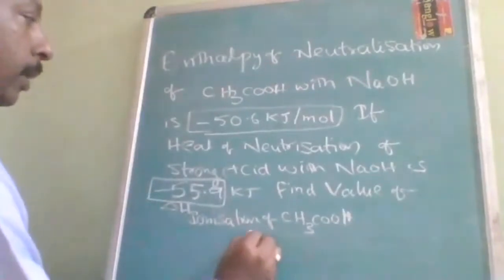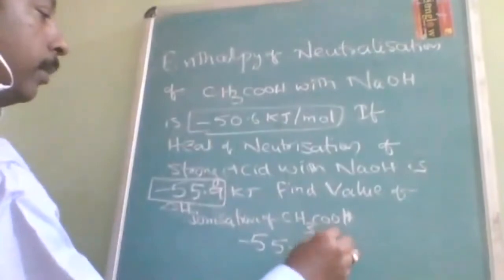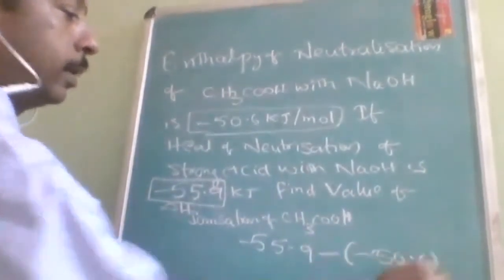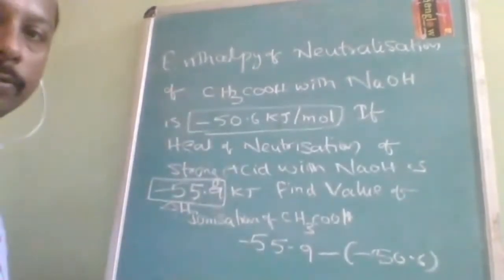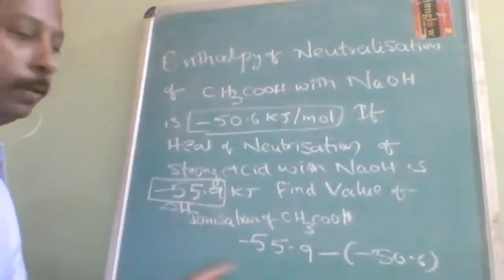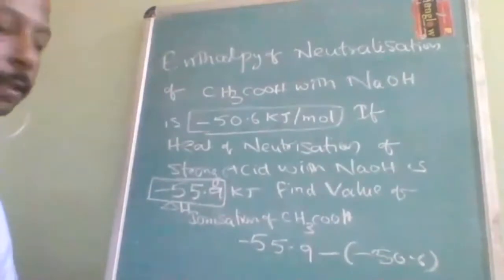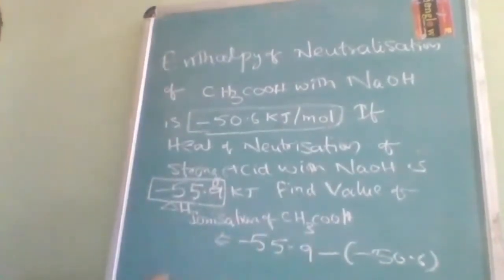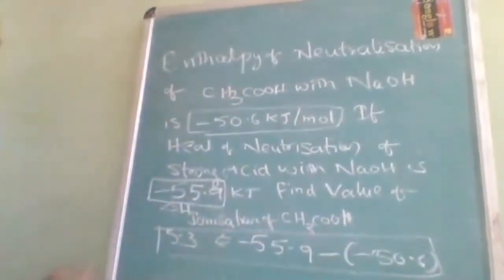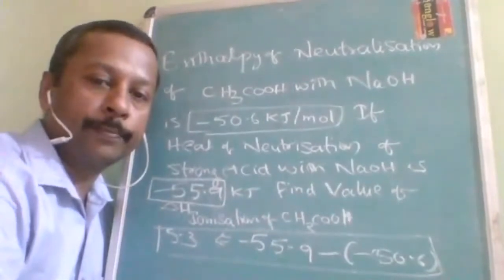How did you get 5.3? Simple: minus 55.9 minus of minus 50.6. It is a simple solution if you know the concept. On simplification, you are going to get 5.3. This is the answer for this question. Is it understood? Now ready for the next question.